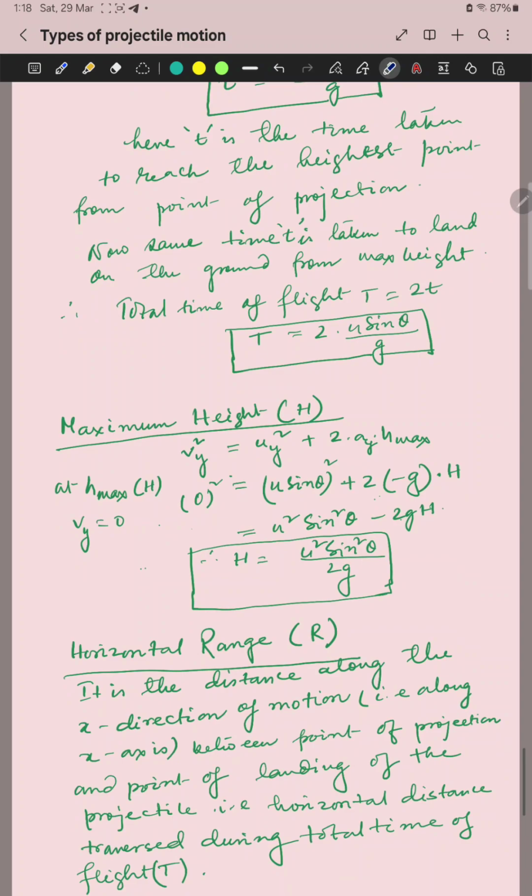Next is the maximum height attained by the projectile after it was projected. For that we are using the third equation of motion. Here we are again writing vy equals 0 at max height. Substituting all the other values, we get h equals u square sin square theta by 2g, where h is the max height.